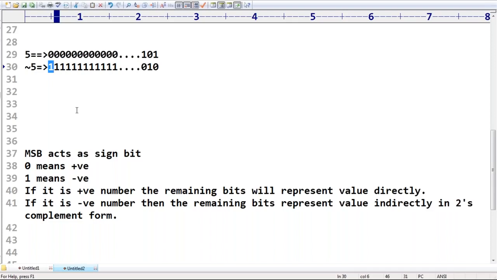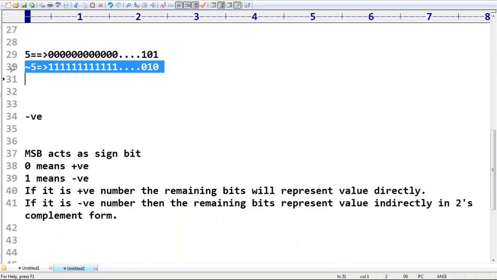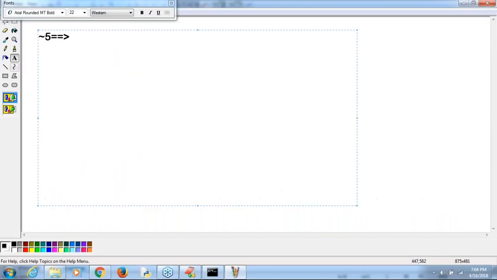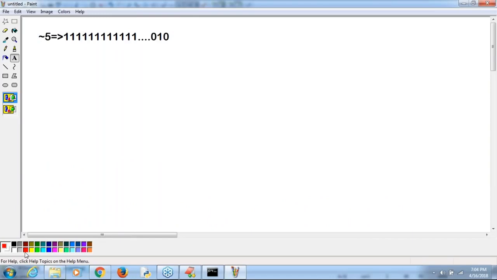If it is 1, what is the meaning of that? The most significant bit is 1. What does it mean? Negative number. If it is a negative number, then the remaining bits will represent the value in 2's complement form. Correct, right? Now observe that. So the negation of 5 means this is the value. Because the most significant bit is 1, it means a negative number, and the remaining bits will represent the value in 2's complement form.